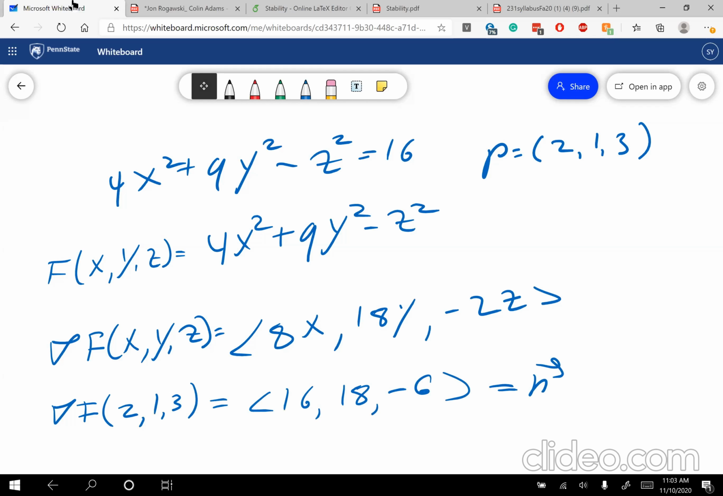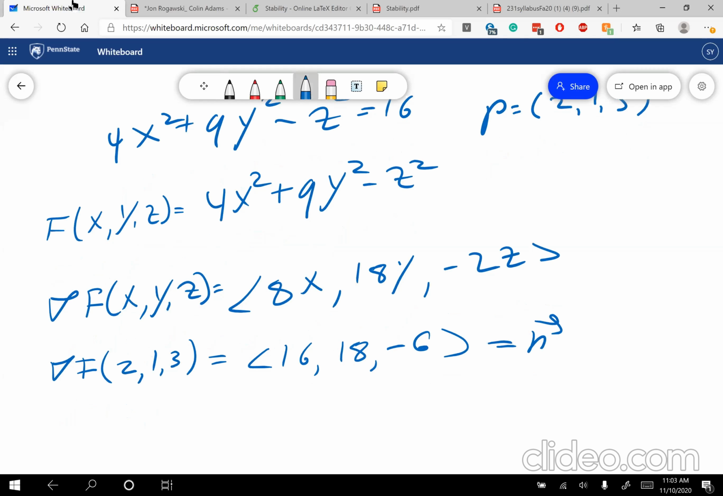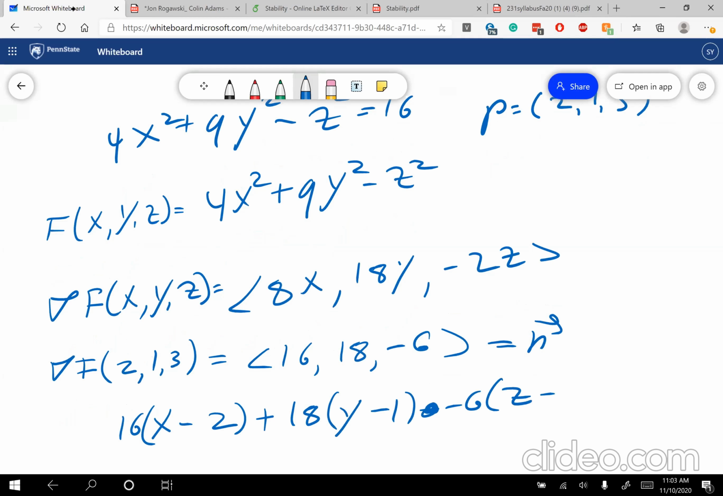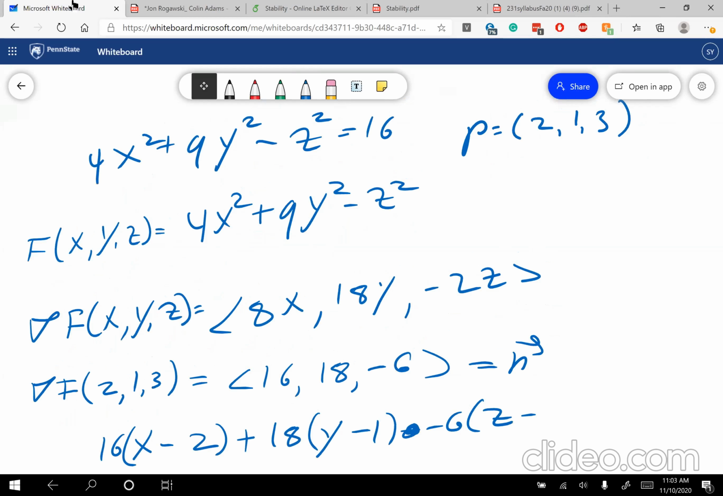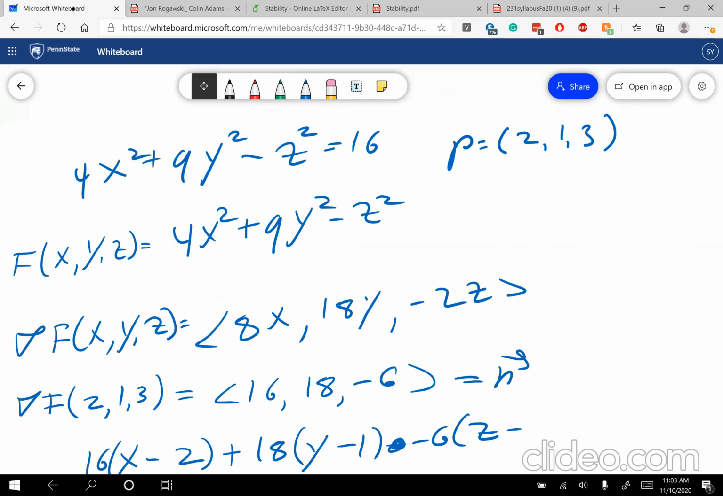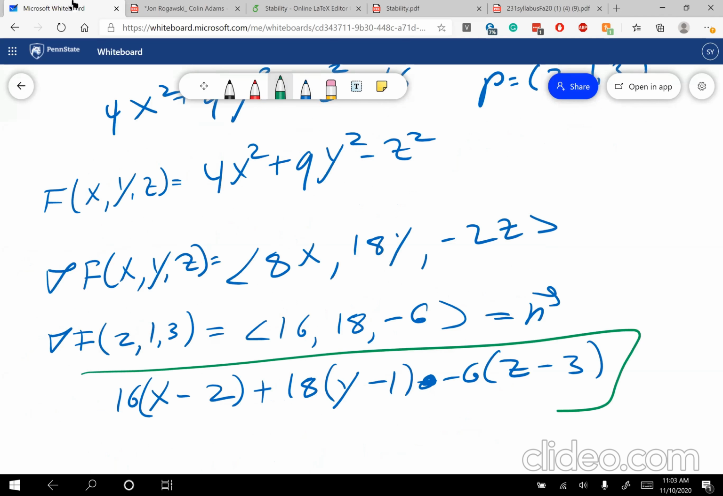So our tangent plane is going to be 16 times x minus 2, plus 18 times y minus 1, minus 6 times z minus 3. And that's going to be our tangent plane to that surface. Any questions about this?